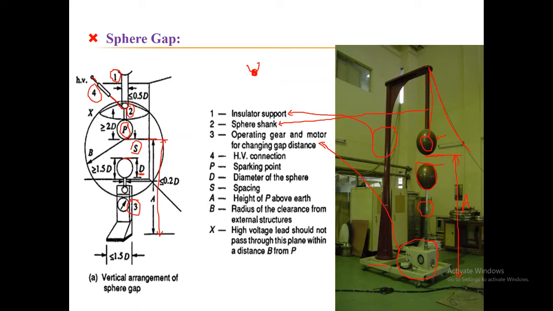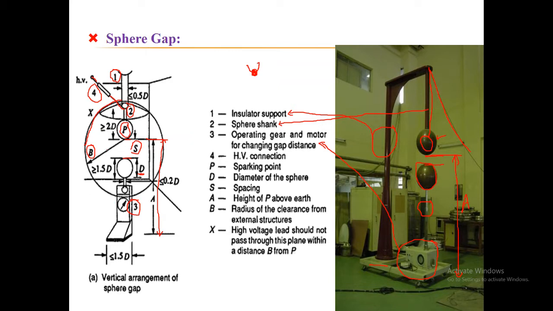B represents this radius, as you can see over here. This is B, the radius of clearance from the external structure. If you look at the photograph, many metallic components are present. When you are performing the test and measuring the high voltage using the sphere gap assembly, you have to keep this radius in mind. Within this radius there should not be any earthed object or metallic structure. You need to remove them out of this circle.